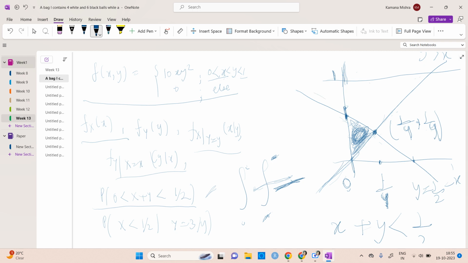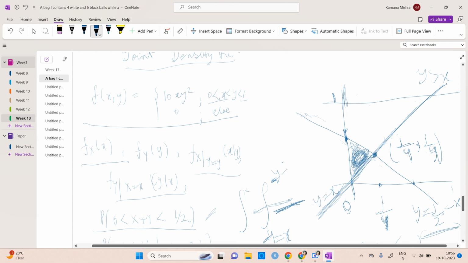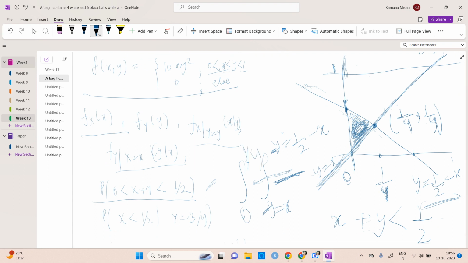The below line is y is equal to x, so that is the lower limit of y. And the above one is y is equal to 1 by 2 minus x, because it is the line x plus y is equal to 1 by 2. So y would be 1 by 2 minus x from here. These are the limits of y, and the limit of x we already know, it is 0 to 1 by 4. Is it okay now?